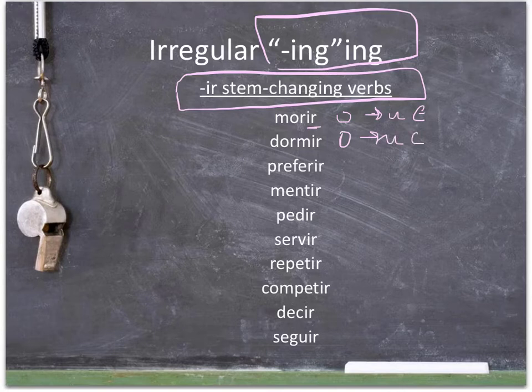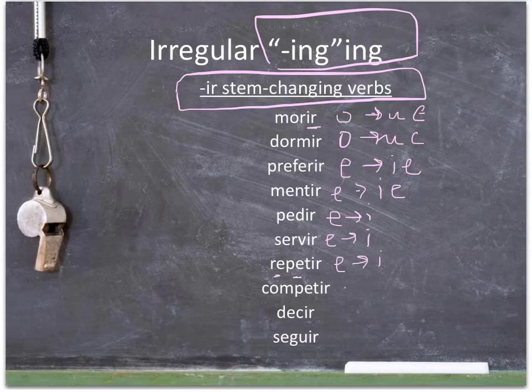Preferir is to prefer, that's an E to IE. Mentir is to lie, that's an E to IE. Pedir is to ask for or to order, that's E to I. Servir is also E to I, and it's to serve. Repetir is also E to I, and it's to repeat. Don't forget that if there are two vowels in the stem, you always change the second one.